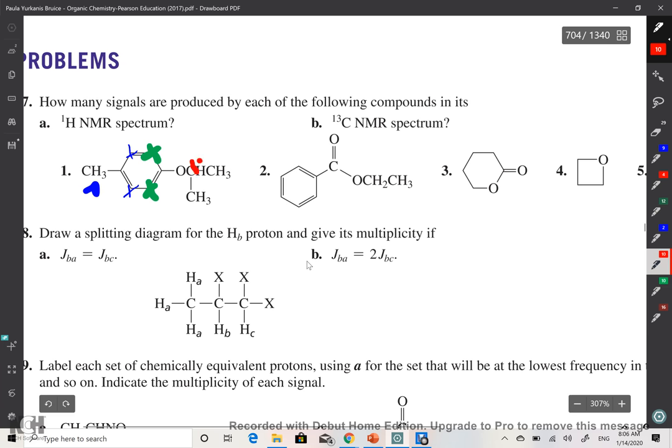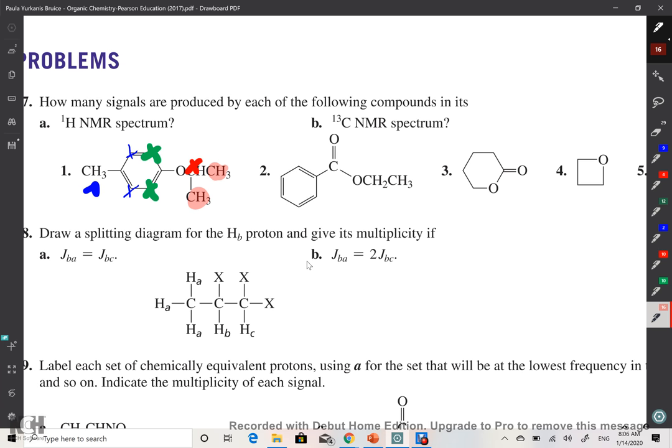This hydrogen here will also produce a signal, okay? And last but not the least, this set of hydrogens, they will also generate one signal. So who doesn't see why? It's clear for everyone, right? So how many signals are we going to have there? 1, 2, 3, 4, 5 signals. So the spectrum will show us 5 distinct sets of peaks. That's what we mean by the number of signals.